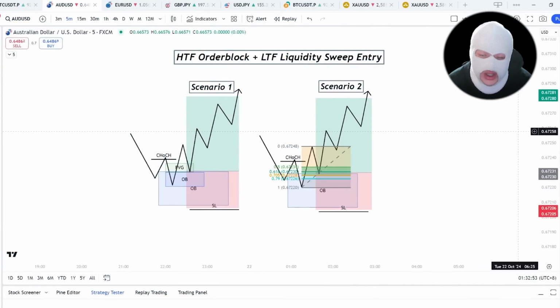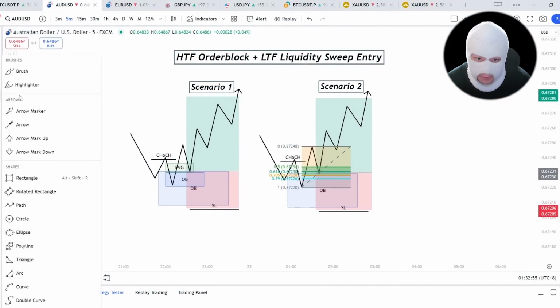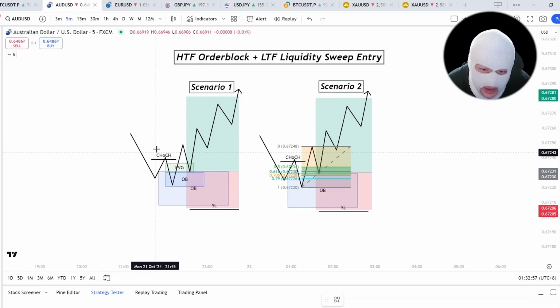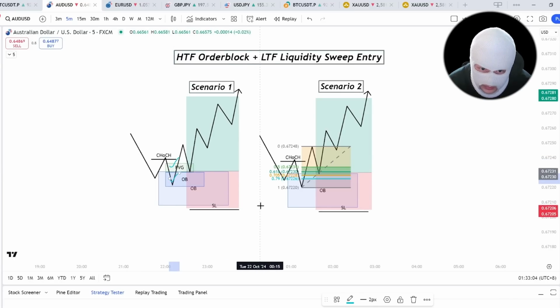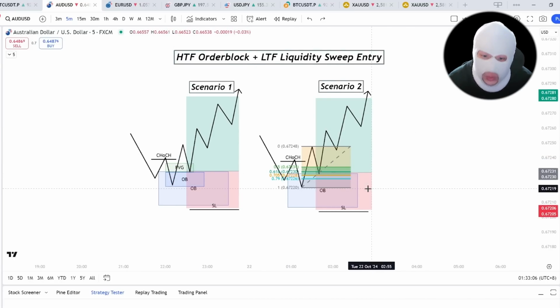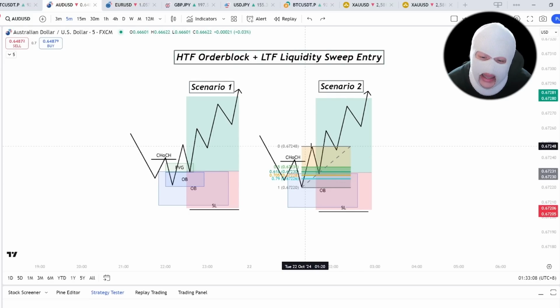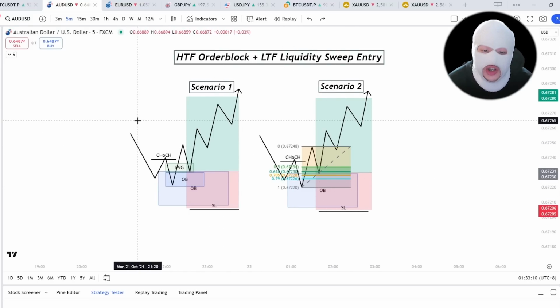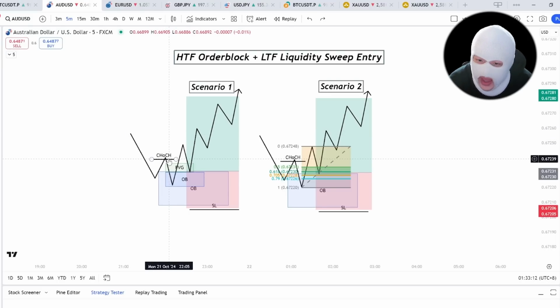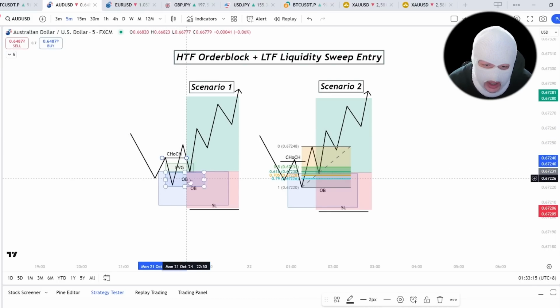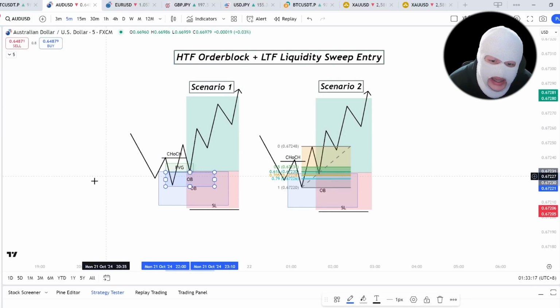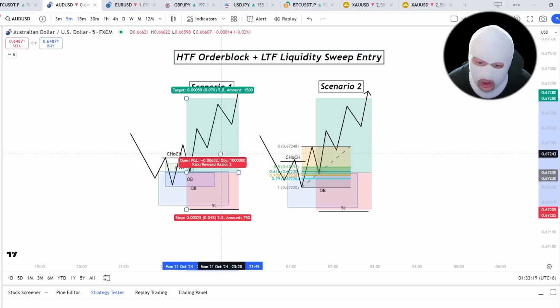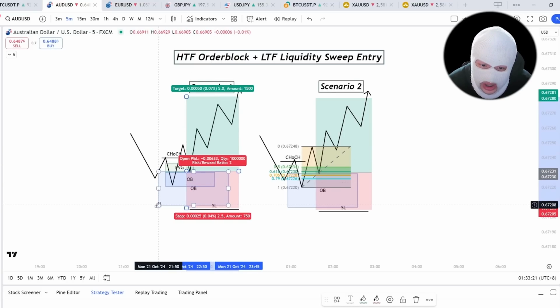There are two common scenarios for this entry. Number one, a change of character with a fair value gap plus a lower time frame order block. Number two, a change of character without a fair value gap and a lower time frame order block. When a change of character is accompanied with a fair value gap and it creates a lower time frame order block, we can place our limit order at the start of the order block zone and set our stop loss above or below the swing point.